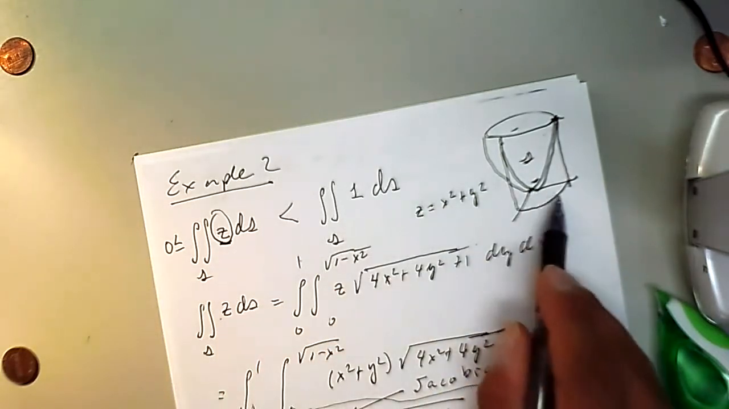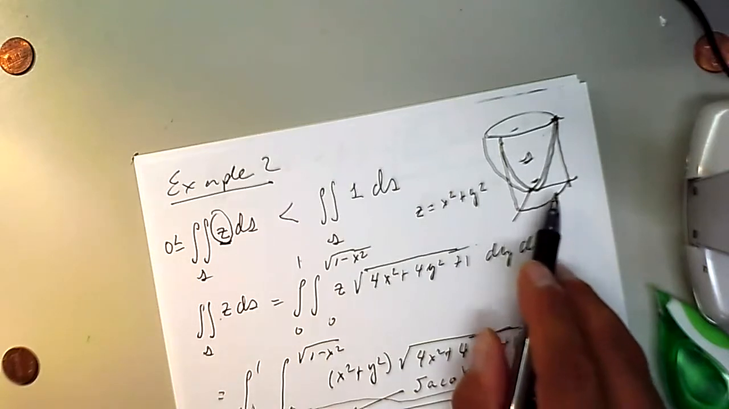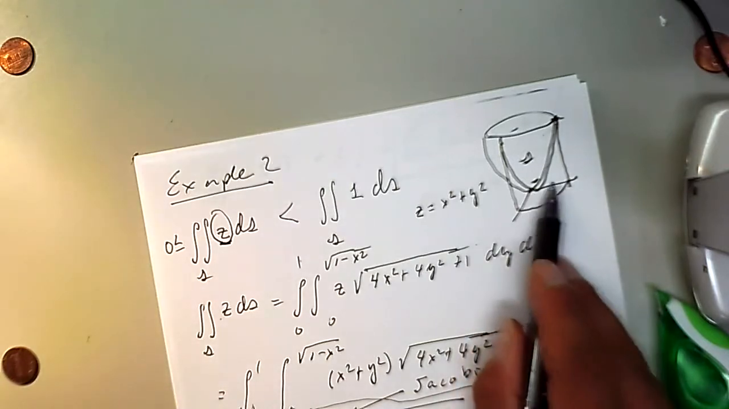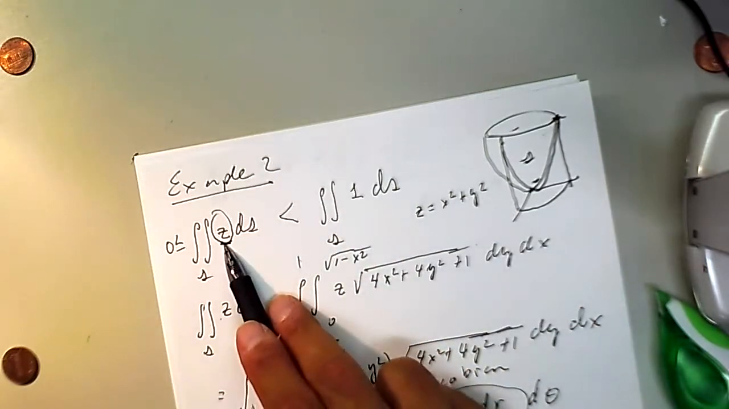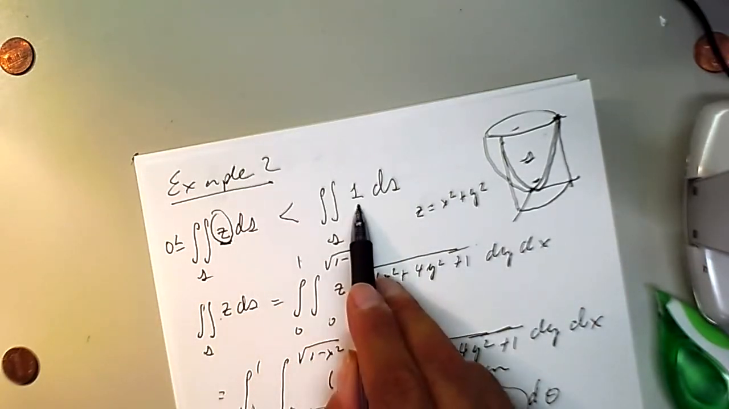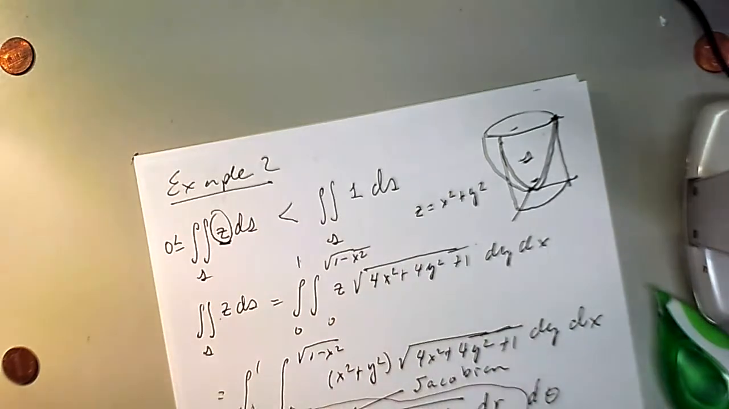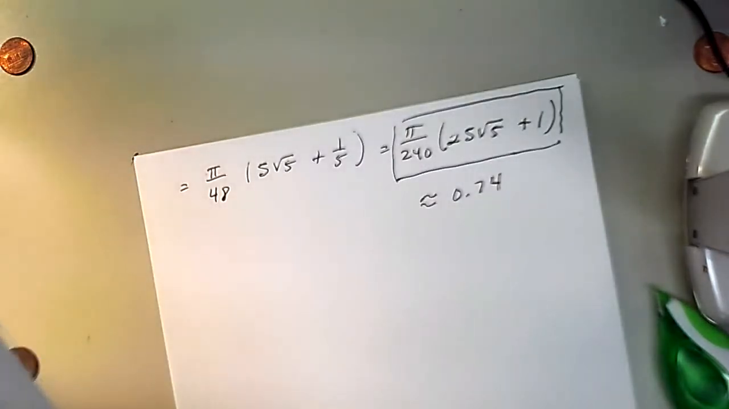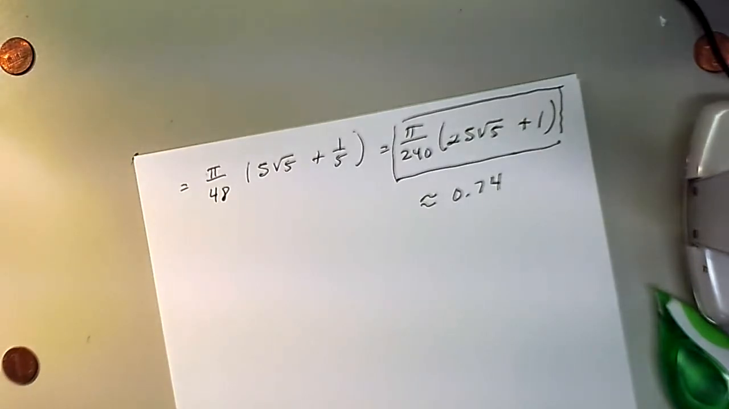So that will depend how much we're inside, how much we're outside. There's other factors to take into consideration. But within this radius, the unit circle radius, z is going to be smaller than 1. And consequently, the integral is going to be also smaller than the integral of 1. All right, so that was example 2. Example 3.